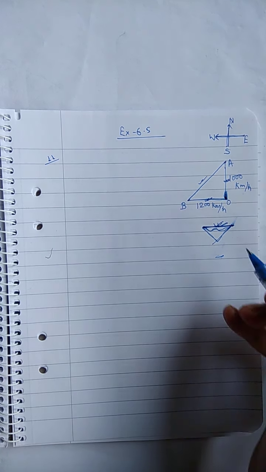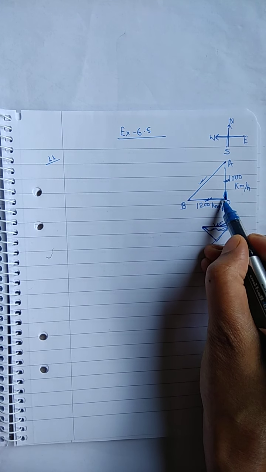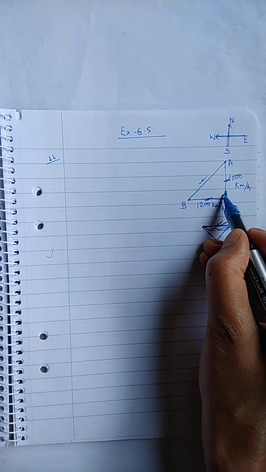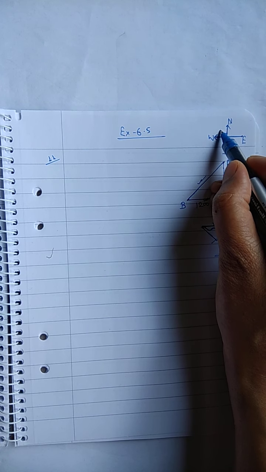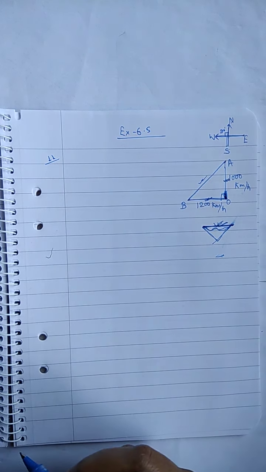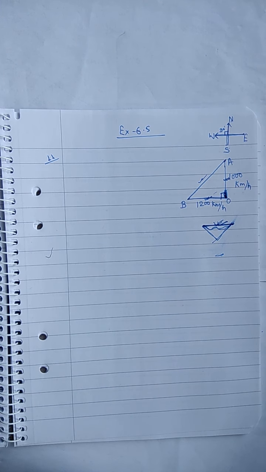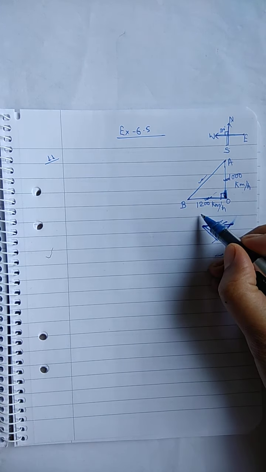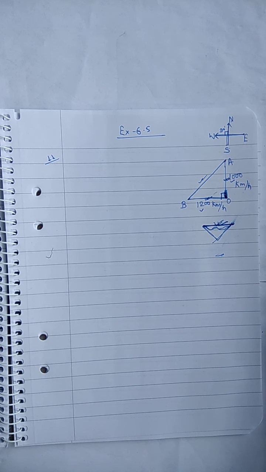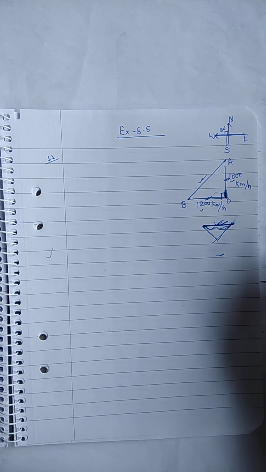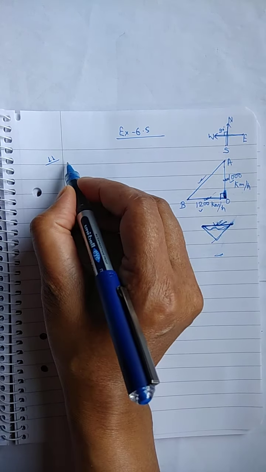Fine. So first we have to calculate OA, then OB. One is going north and the other is going west, so they make 90 degrees; they are perpendicular to each other. If we have two sides, which theorem can we apply? Pythagoras theorem.